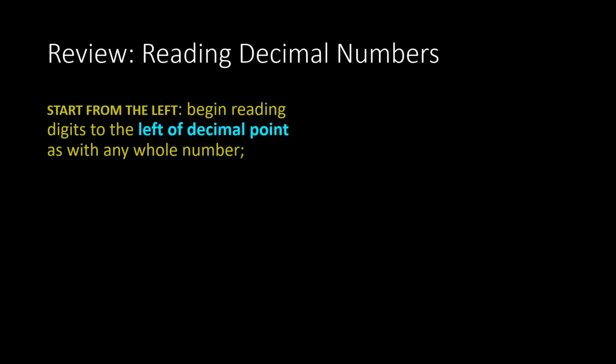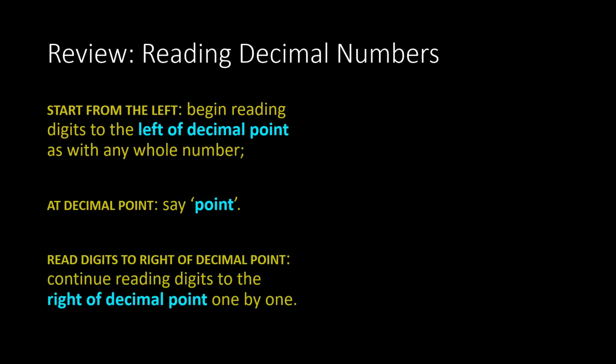How do we read decimal numbers? We start from the left. We begin reading digits to the left of the decimal point, as with any whole number. At the decimal point, we say point, and then read the digits to the right of the decimal point. We continue reading the digits one by one.